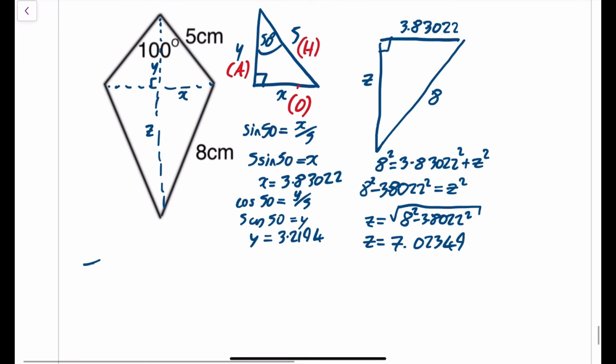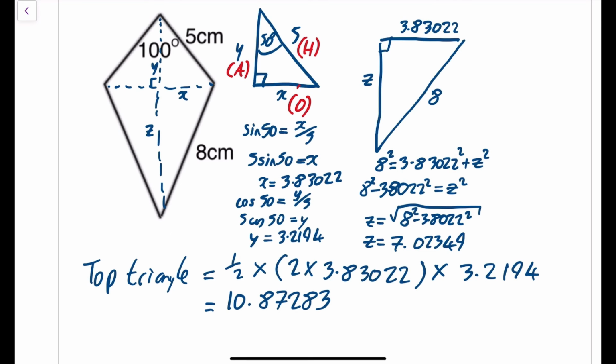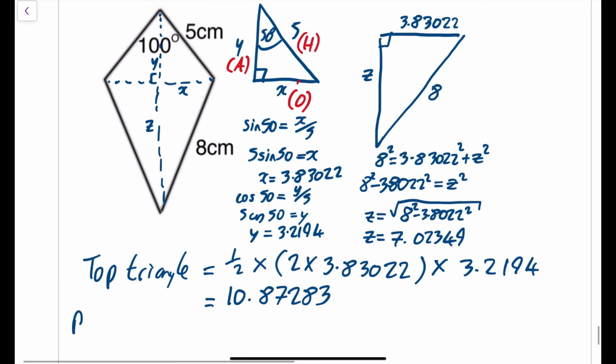So our top triangle is a half times the base. Now the base of that top triangle is 2 lots of x, so 2 times 3.83022. And the perpendicular height of that top triangle is y. And what was our y? It was 3.2194. And if I've done that correctly, I think that works out to be 10.87283.